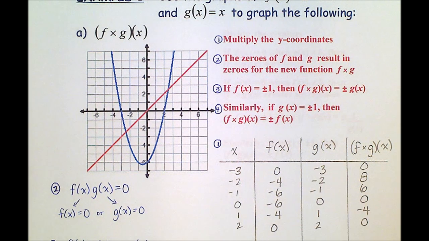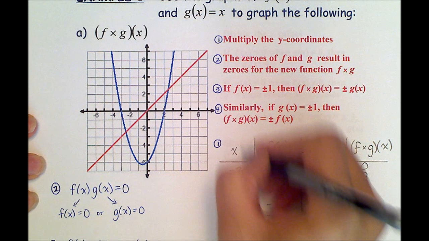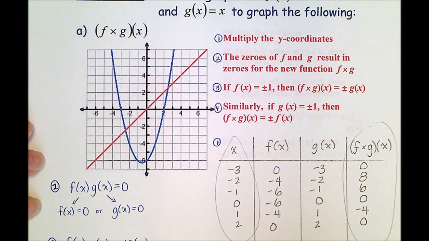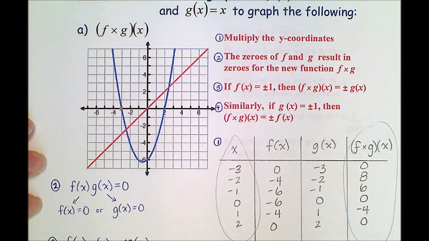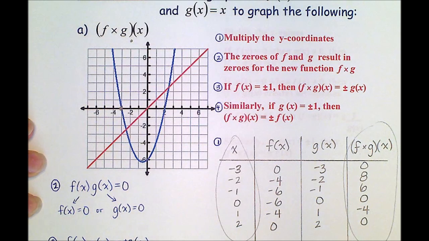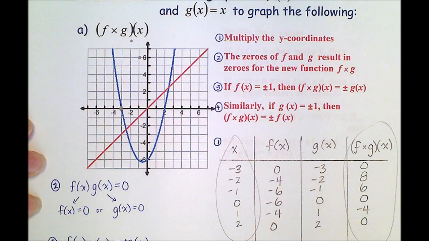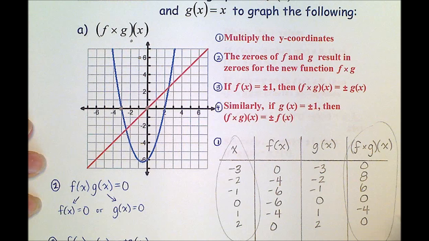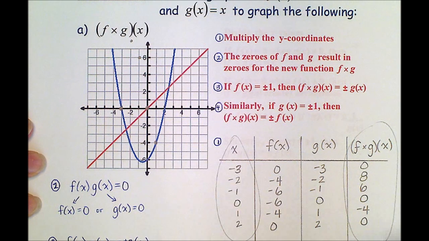Okay, so now if I plot those points, I'm going to look at my x coordinates and my y coordinates based on the product of the two functions. And so I have a point at -3 and 0, which is here. I have a point at -2 and 8, which is all the way up here. It's a little bit off the grid. -1 and 6, so -1 and 6. I have a point at 0 and 0, so right at the origin. And a point at 1 and -4, which is here. And then a point at 2 and 0, which is here.